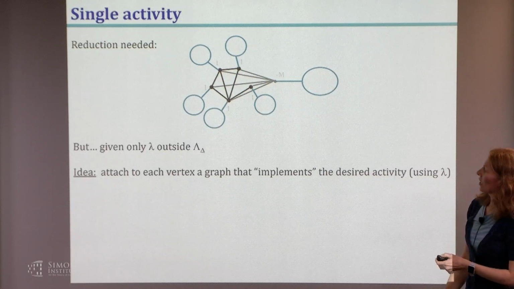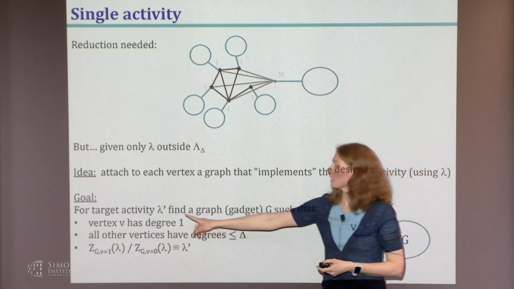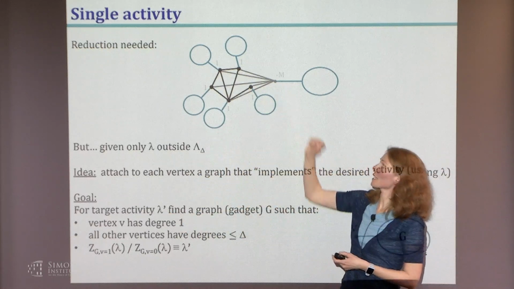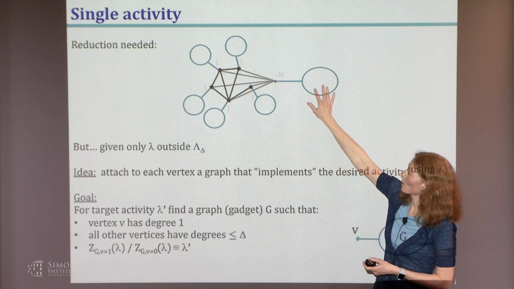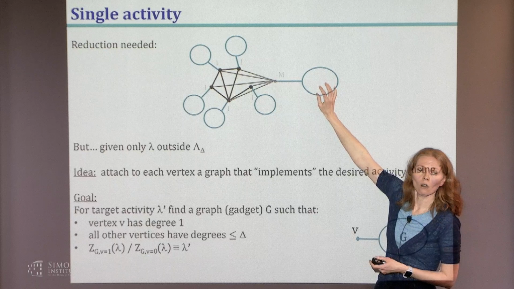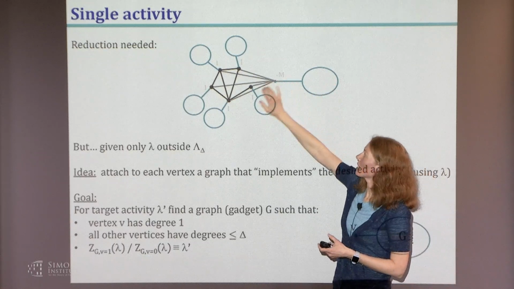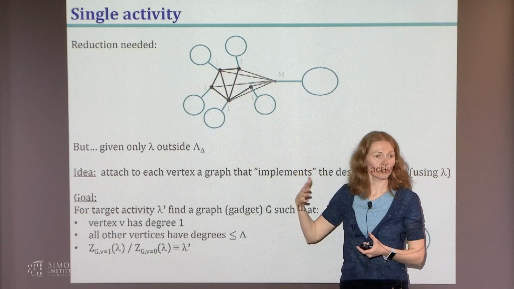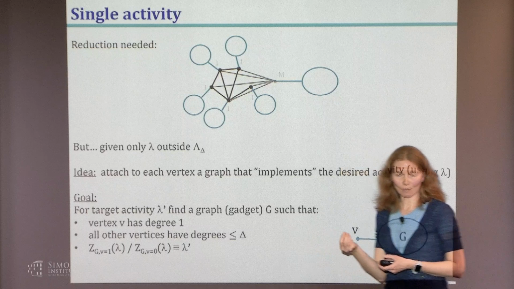Okay? And it turns out that what we want for the gadget is, if we have a target activity lambda prime, so let's say minus m, okay? Once we attach these gadgets, all of these gadgets will have only lambdas in them, and these minus m's and 1's will not be there anymore. The gadgets will be acting as if it was of activity minus m or 1.